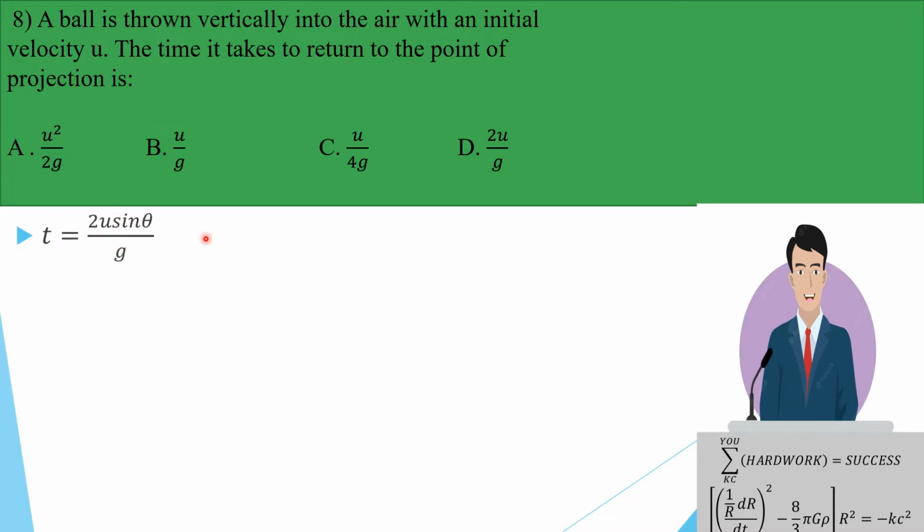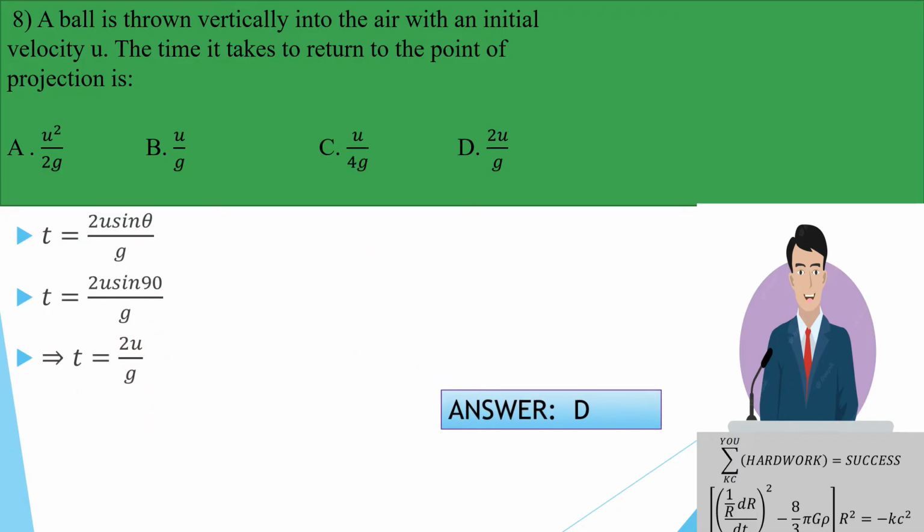So time of flight is 2u sine theta over g. Our theta there, the angle of projection from the horizontal, is basically 90, because you are projecting it vertically upwards. So you have sine 90 there, and your time is simply 2u over g. So your answer is D.